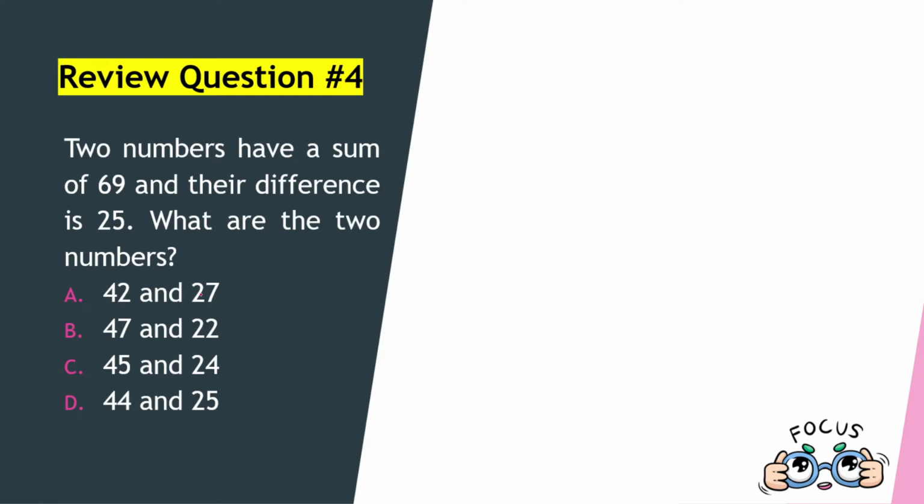So, 42 plus 27, you will get 69. Check. So, possible answer, 42 and 27. Possible answer also 47 and 22, because that is also 69. Possible answer also 45 plus 24, 69 also. The same with 44 and 25. So, all of them have a sum of 69. The question is, which of them has a difference of 25? Is it letter A, B, C, or D?